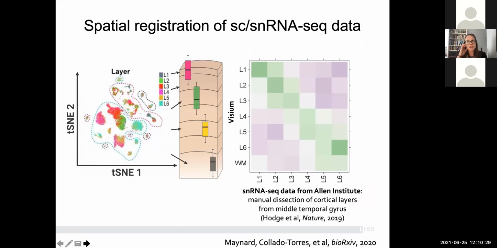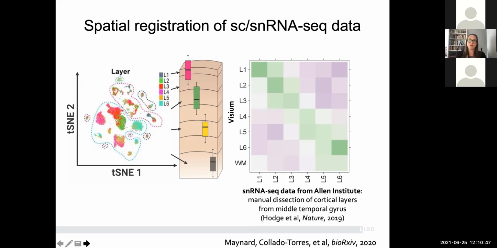So to validate this approach, we first used single nucleus RNA-seq data from the Allen Brain Institute, where they manually dissected each individual layer of the medial temporal gyrus of the cortex, and then performed single nucleus RNA sequencing and clustering of laminar cell types.